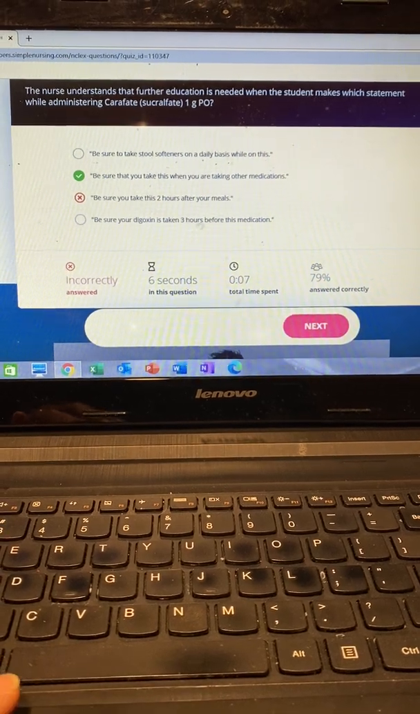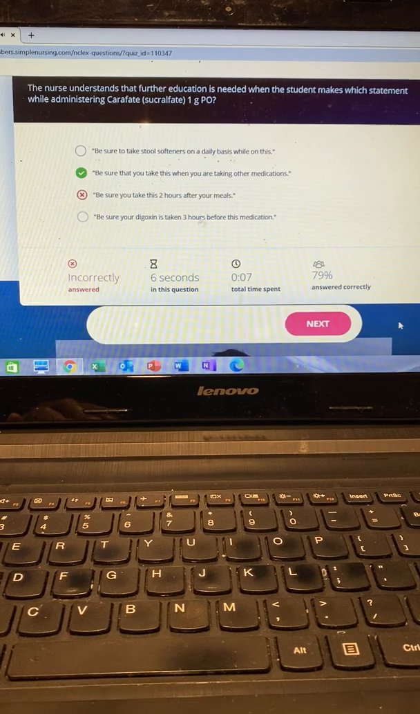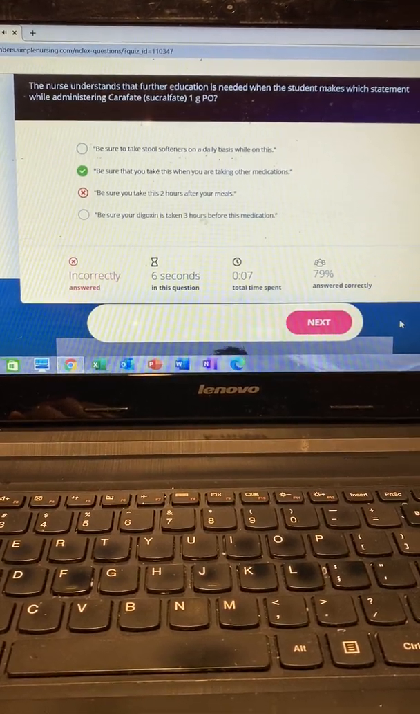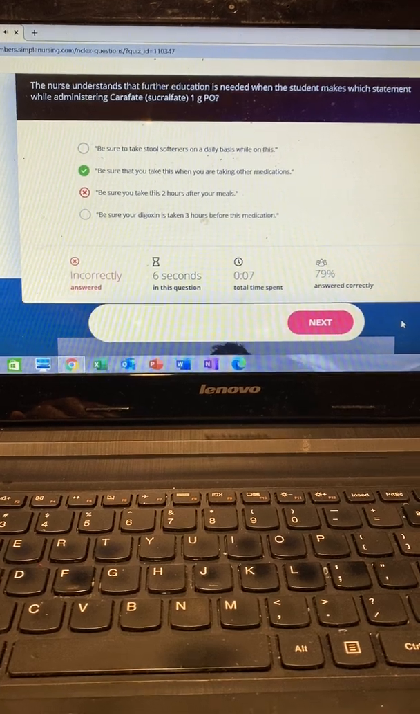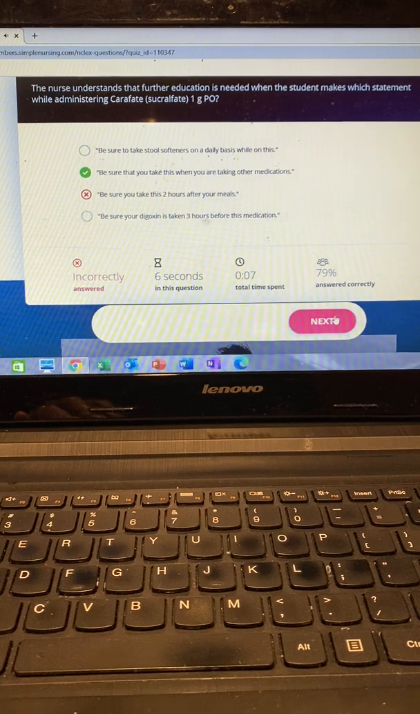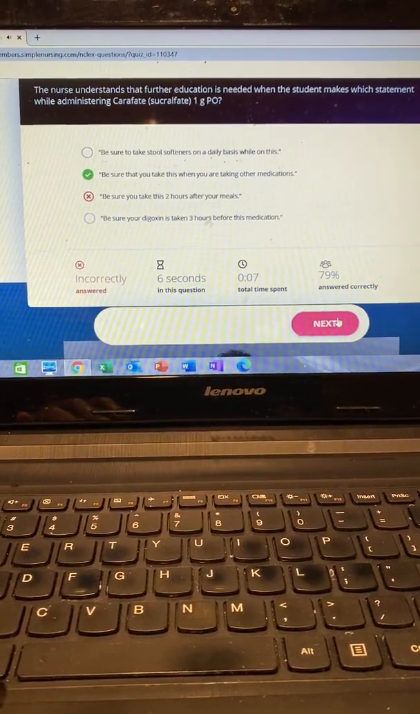And option 3 and 4 we have to skip because those are technically correct. Guys, we take those after meals because sucralfate, we take it 2 hours after you ate. And option number 4, you don't take with other meds to decrease absorption. So option number 2 is our most incorrect option, and that's why we have to choose it. Okay, that wraps it up.